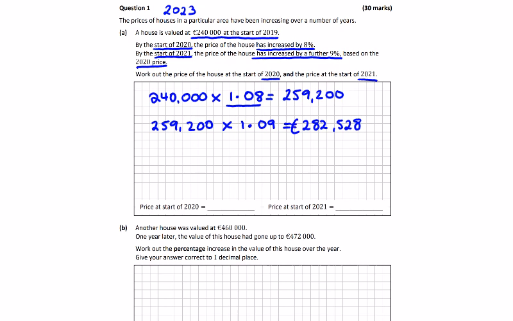In part B, another house was valued at 460,000. 1 year later, it got up to 472,000. So you can see straight away that the increase is 12,000. Where does it come from? Write down always for the examiner 472 minus 460 is the 12,000 increase.